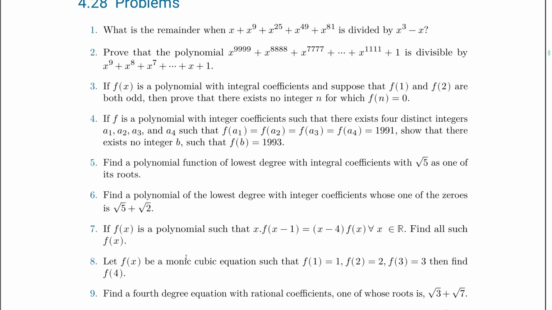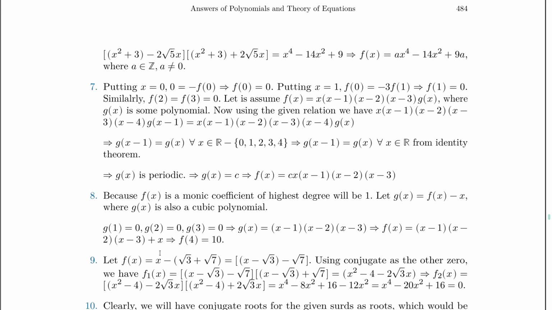Next, question number 9 is: find the fourth degree equation with rational coefficients, one of whose roots is square root of 3 plus square root of 7. This question is analogous to question number 6. So, first we find f(x) using the given root and its conjugate.